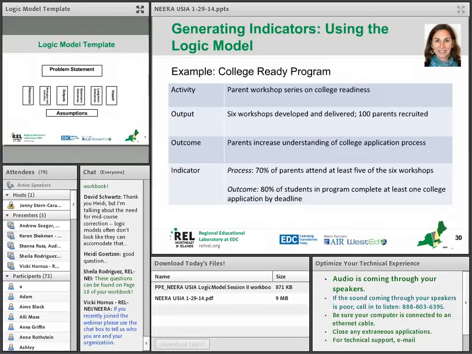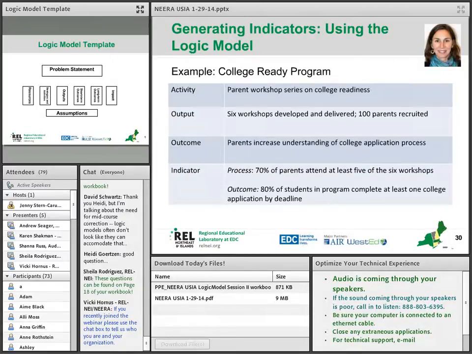So a process indicator is generally one that has to do with the extent to which the strategies or activities are being implemented as intended. So here our process indicator is 70% of parents attend at least 5 of the 6 workshops. So that's our process indicator. That's sort of our implementation process indicator.